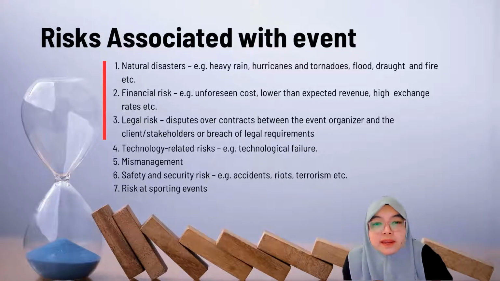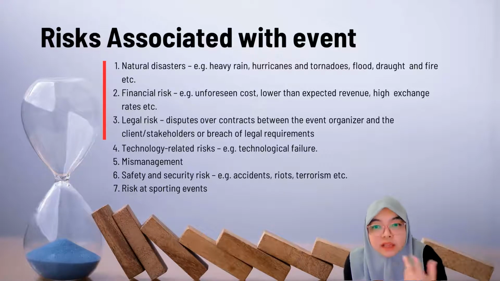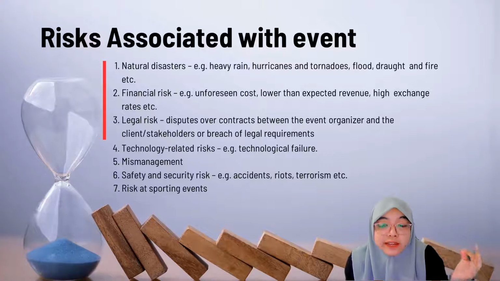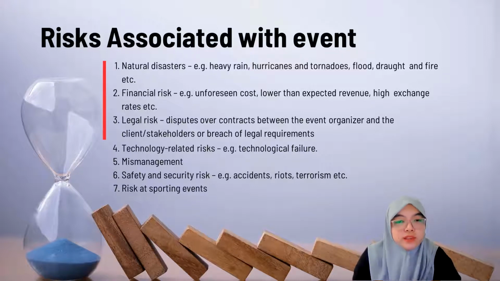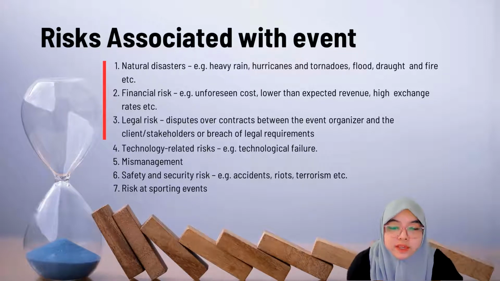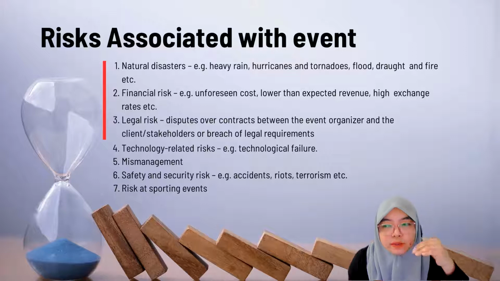Okay, and then number four, technology related, meaning technological failure. For example, if you conduct a webinar, but suddenly the camera does not work, it can be a technological failure. And number five, mismanagement. You have a leader or a team member who is not giving coordination and not giving cooperation towards your event. And then number six, safety and security risk, for example, accidents, riots, or terrorism at your particular event site.